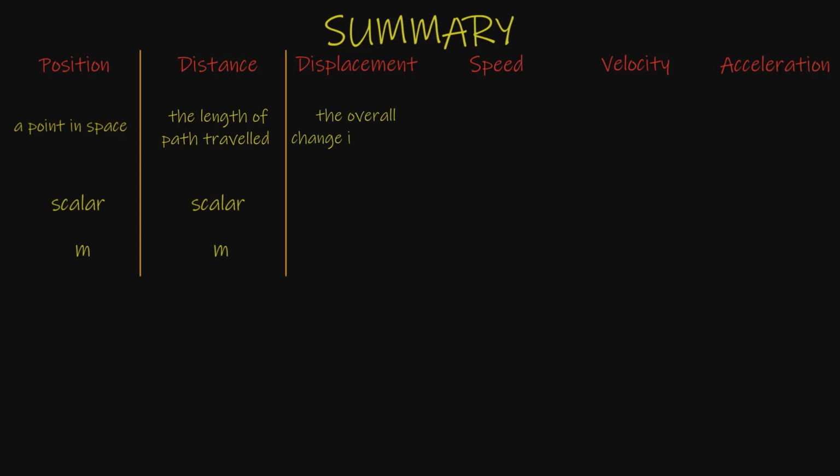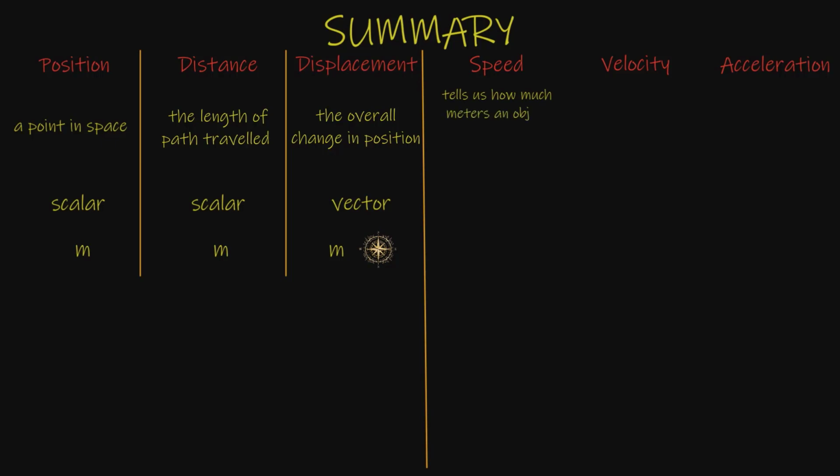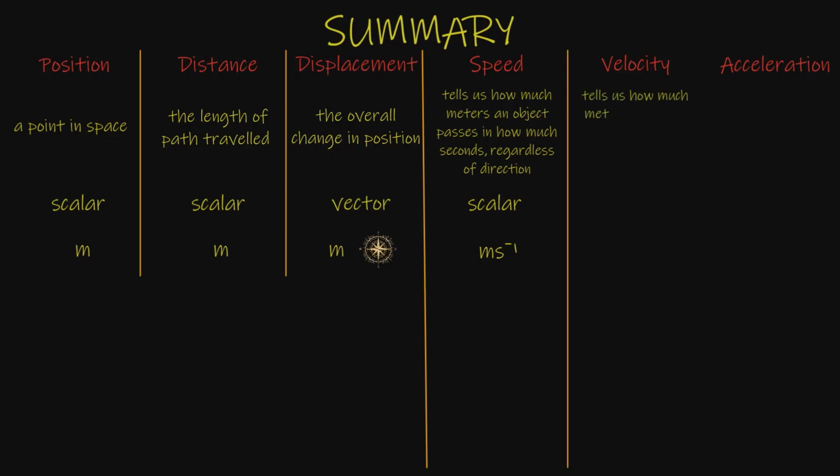Displacement is the overall change in position. Displacement is a vector. The unit is meters, but direction must be included. The speed tells us how many meters an object passes in how many seconds, regardless of direction. As we don't care about the direction, this is a scalar, and the unit is meters per second. Velocity tells us how many meters an object passes in how many seconds in which direction. In this case, the information of direction must be included. The unit is meters per second with the direction, because this is a vector.